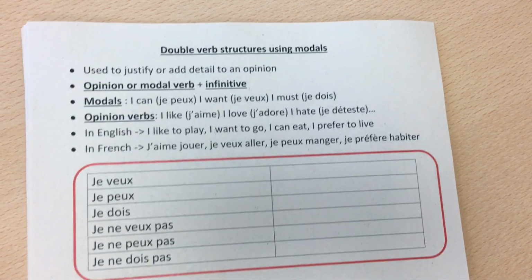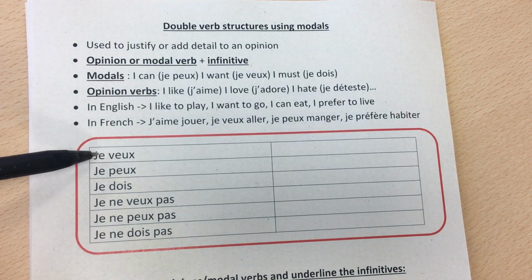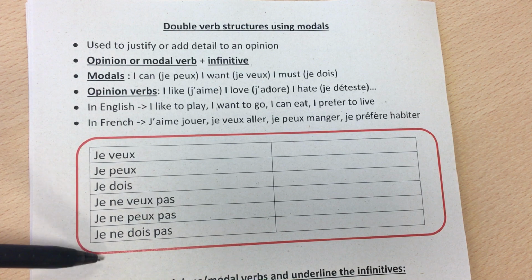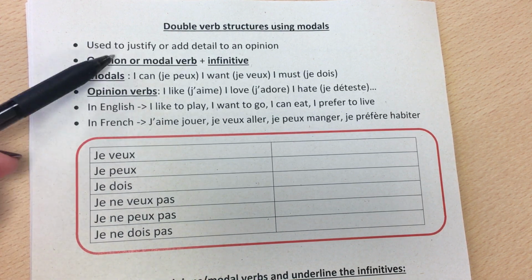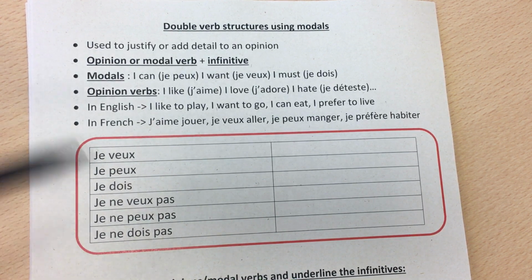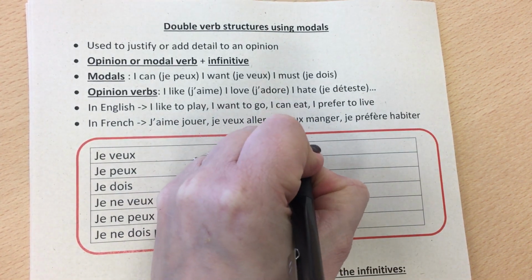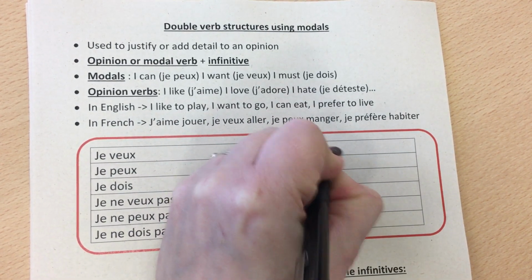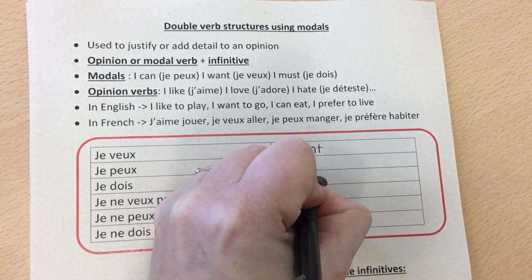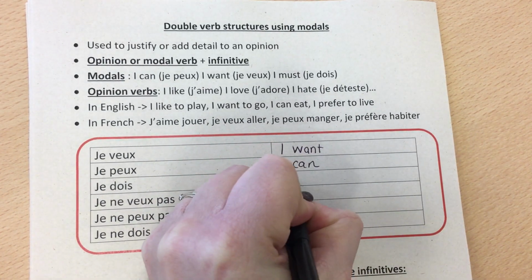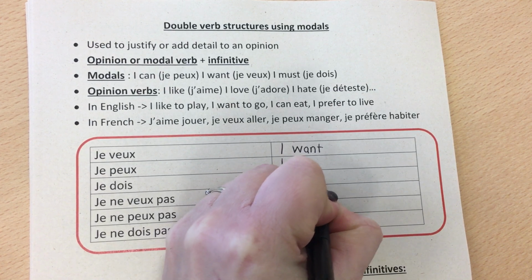Let's take a little look here then at my grid of our new language. These are our modal verbs. You can use the information at the top here to help you fill in this grid, or you can follow along with me. Je veux means I want. Je peux is I can. Je dois, I must.